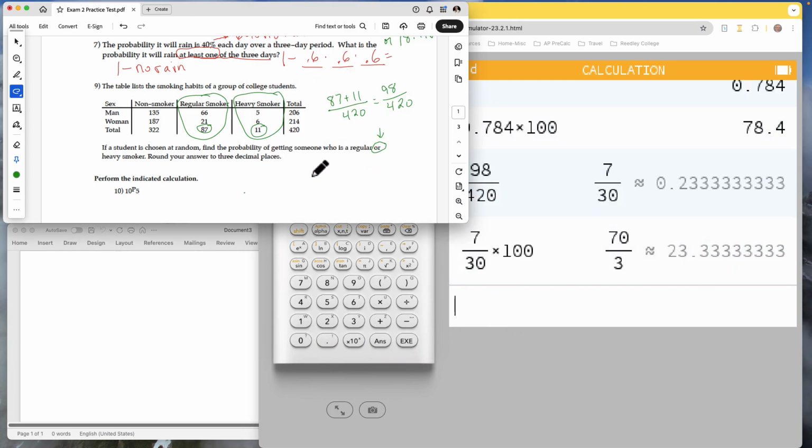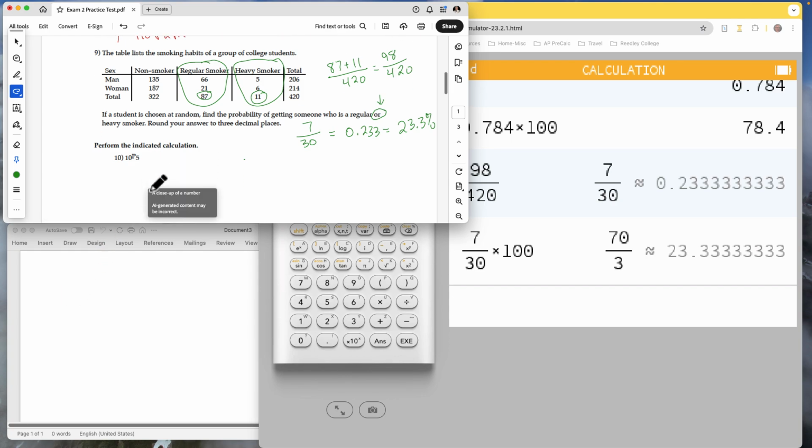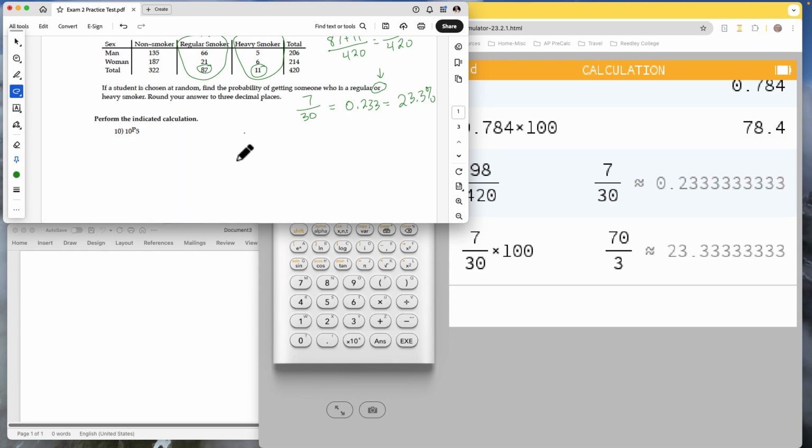So we could list all of these. It's 7 out of 30, which is 0.233, which is the same thing as 23.3%. The last question we have here is to just perform this indicated calculation.